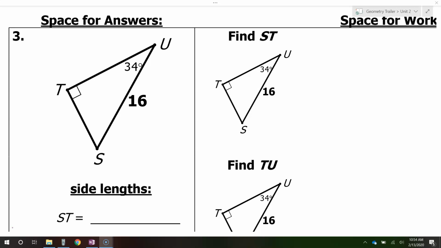So for problem number 3, I need to find both missing sides of this triangle. So we're going to start by finding the missing side ST. So I will put an X on the ST because that's what I'm looking for. So it looks like I'm going to need to do my trigonometry, sine, cosine, or tangent. So let's start by identifying the hypotenuse, which is the 16. The hypotenuse is always across from the 90-degree angle. Then let's circle the angle they gave us and draw an arrow. This arrow will point at the opposite side, which means that the other side must be the adjacent side.